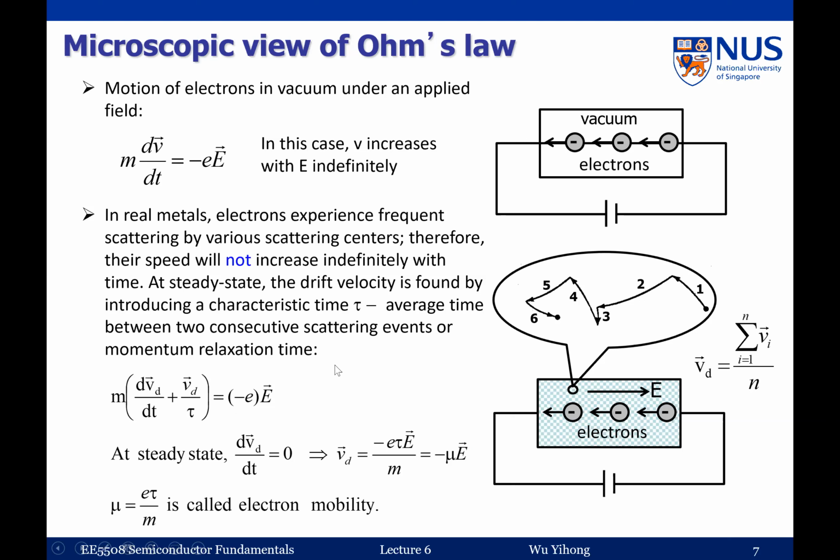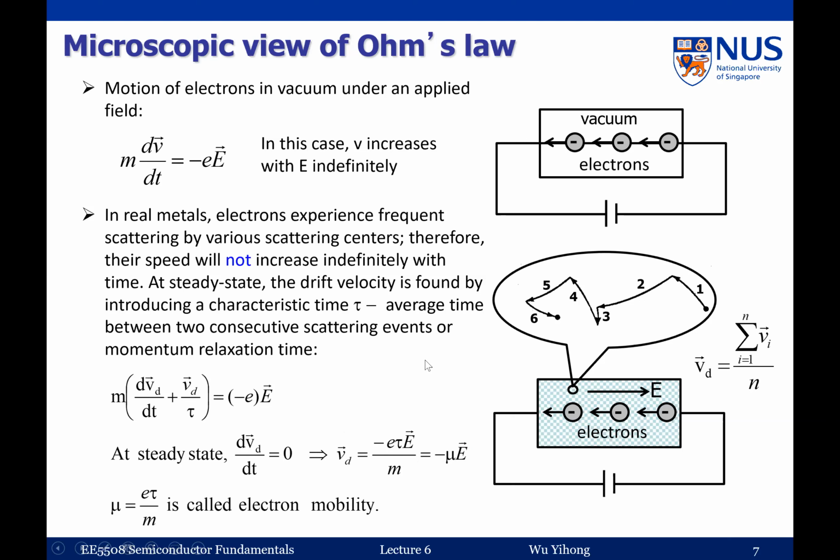So at a steady state, of course, eventually this Vd will not increase indefinitely; it will reach an equilibrium value. Once it reaches the equilibrium value, it will not change with respect to time. So the first-order derivative will be zero. When this is zero, you have this Vd, which is given by this, right? So this is a very important equation.